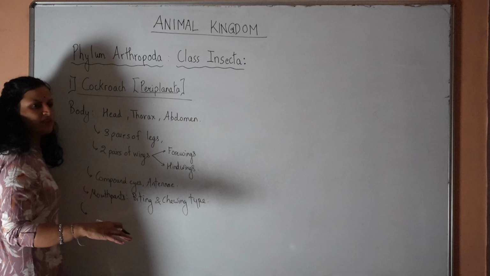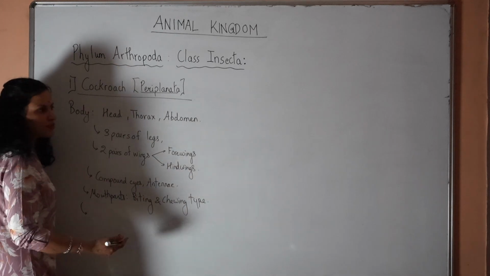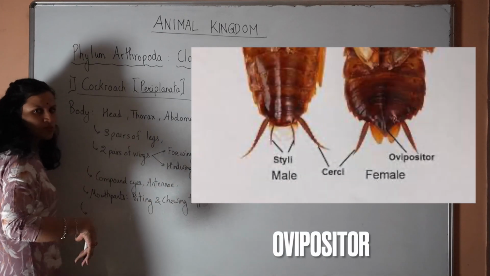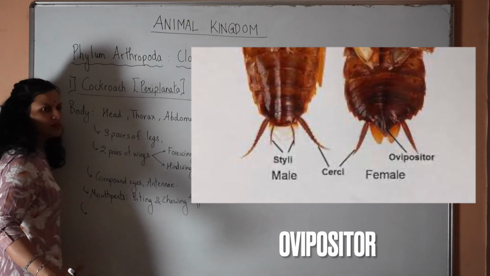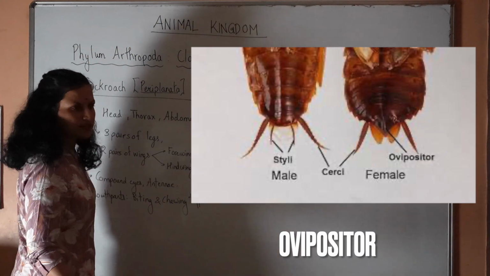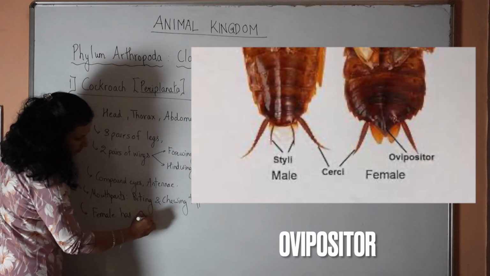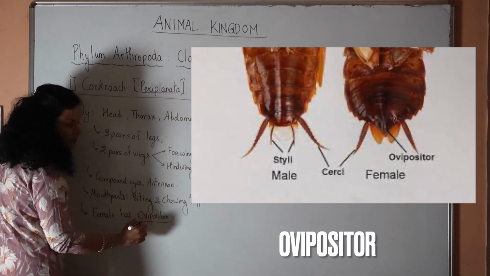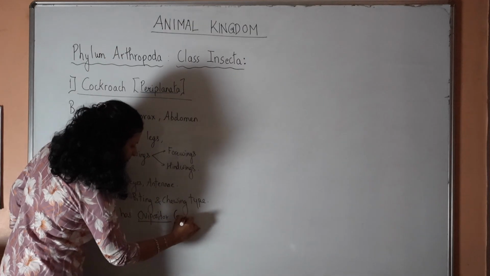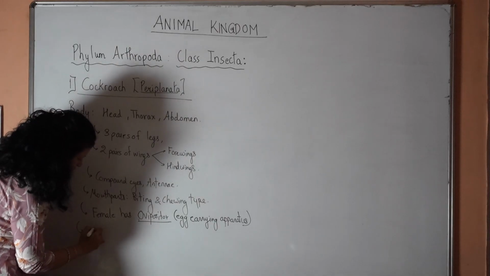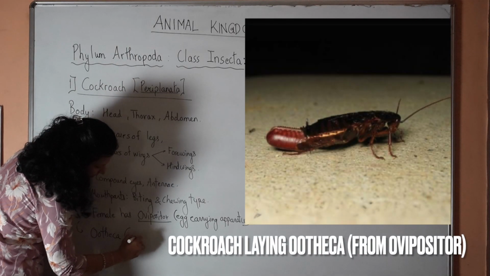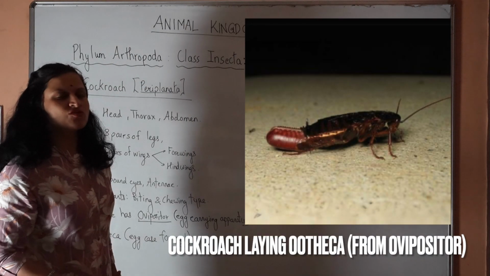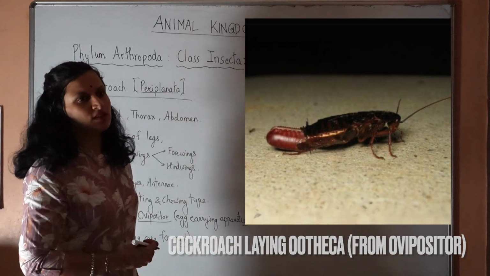The female can be very easily differentiated from the male from the presence of a structure on the posterior side of the body of the female, which is called as an ovipositor. Female has ovipositor on the posterior side, which is egg carrying apparatus. There is something called as ootheca formed, which is the egg case. Ootheca are structures in which many eggs will be present.